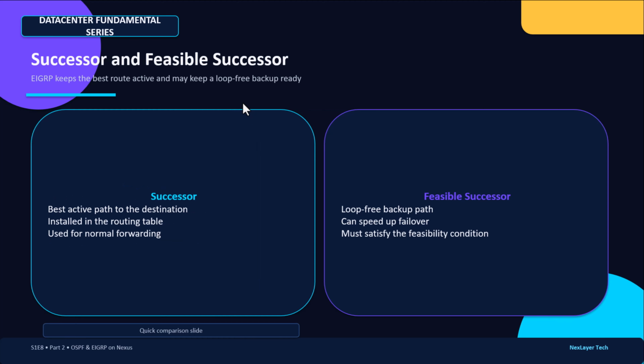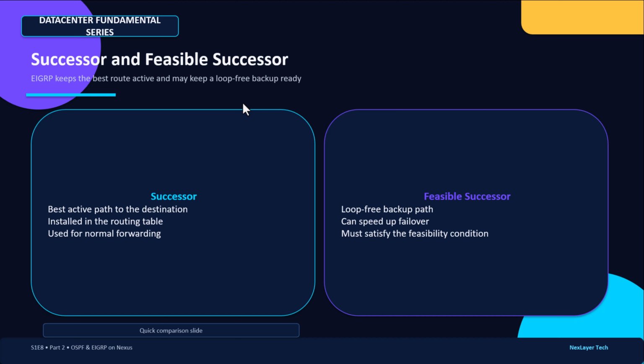EIGRP uses two important terms when discussing routes: successor and feasible successor. The successor is the best loop-free path toward the destination. This is the route that EIGRP installs in the routing table and normally uses to forward traffic. But EIGRP may also identify another loop-free backup route. This backup route is called a feasible successor.